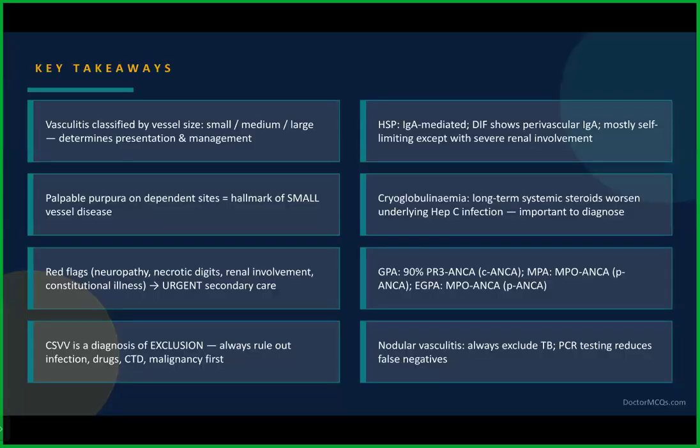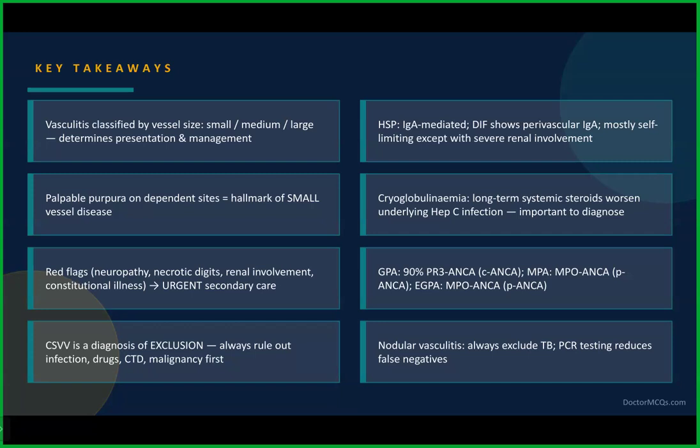Clinical takeaways in this topic: vasculitis will be classified as small, medium, and large. Also, palpable purpura on the dependent side is the diagnostic feature of a small vessel disease. Red flags from the OSCE point of view are neuropathy, necrotic digits, any renal involvement, or any constitutional illness. Then you are going to refer the patient for urgent care.